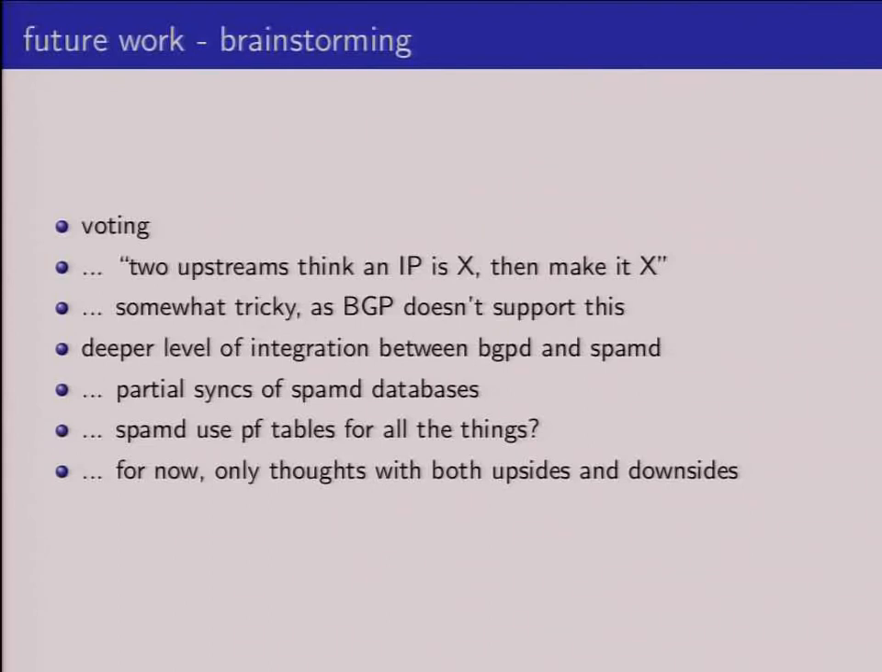The other thing that I think would be nice for brainstorming is much deeper integration between BGP and SpamD. Some things that would be nice to do would be maybe do only a partial sync of the database, instead of having to send all of the data at once, only do a partial. That would make it much easier because then we could just start feeding the data directly from BGPD. Maybe have SpamD use the PF table for everything instead of just whitelists. That's interesting. When I rewrite it, I wanted to use the PF tables for all things. Unfortunately, I have to have a little bit more data than just what's in a PF table, which means I have to go look at Cedric's code.